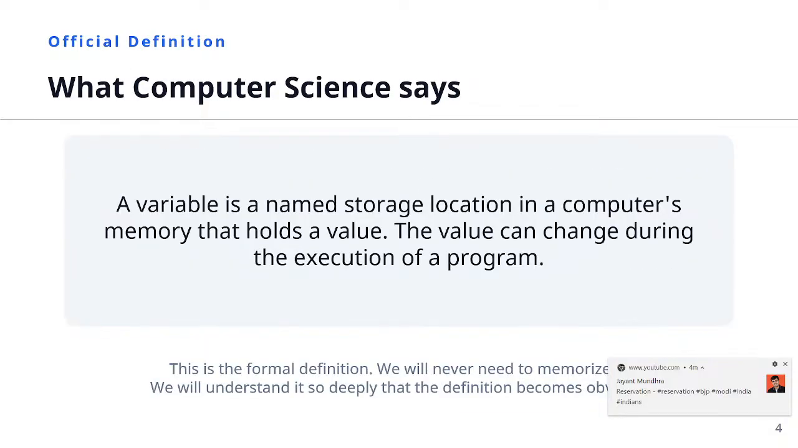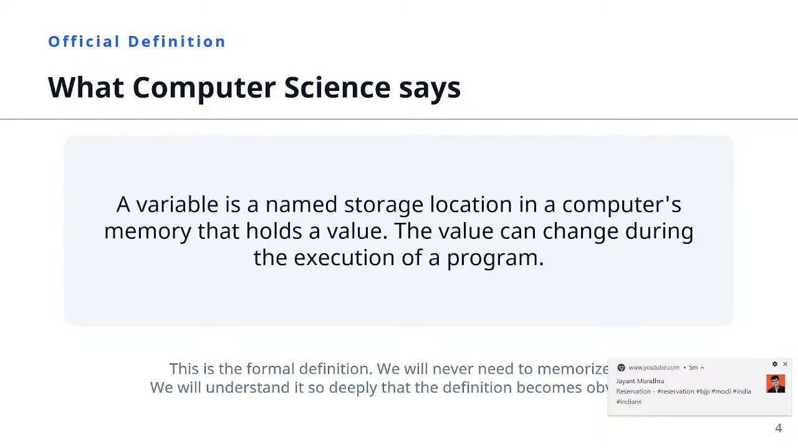Next is the official computer science definition that people love to learn. A variable is a named storage location in a computer's memory that holds a value. The value can change while the program is running, and can be read at any time. Now forget the exact words. Our goal today is not to memorize this definition. Our goal is to understand it so deeply that the definition becomes obvious to you.